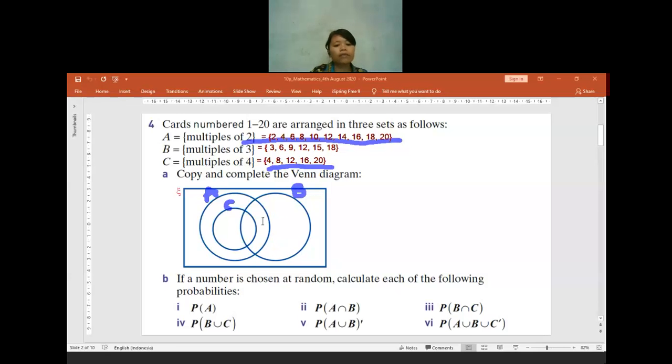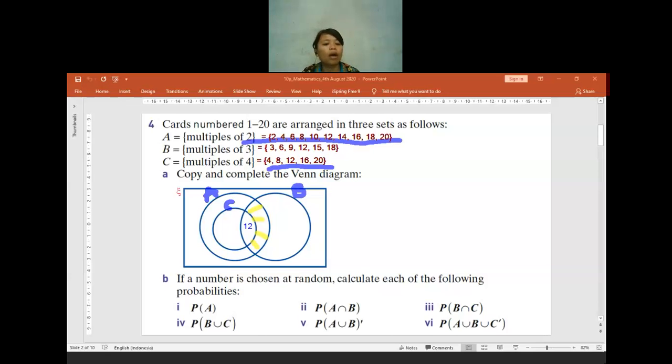So now that we already have C and B, we can move to the next intersection. This part is outer C. It means we need to find the intersection between A and B for this part. Anyone want to help me find what numbers are the intersection between A and B? 6, 12, and 18. But the number 12, we already put in as the intersection between C and B. It means the number 12, we don't have to write anymore.